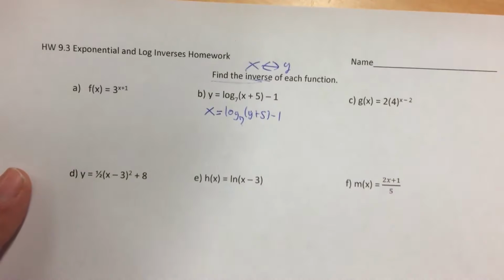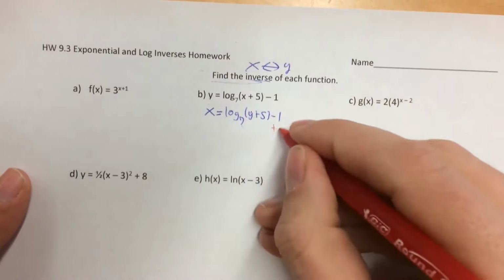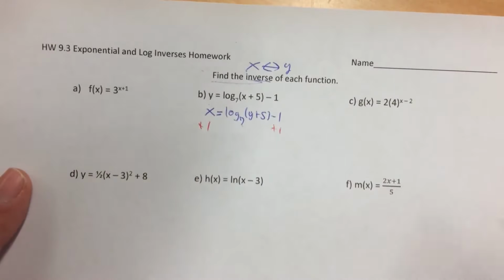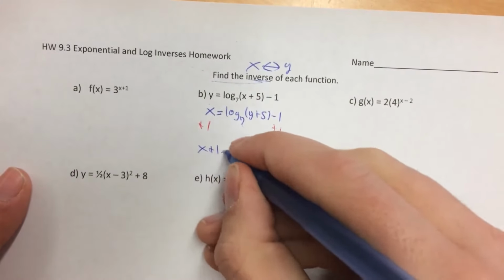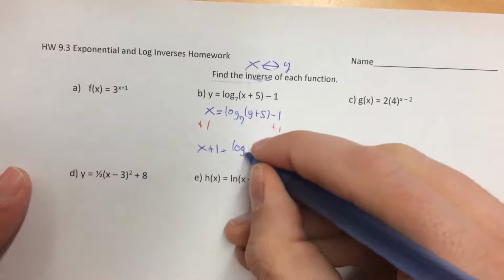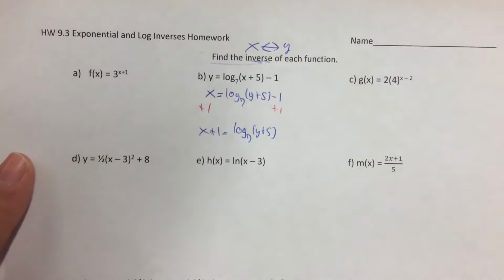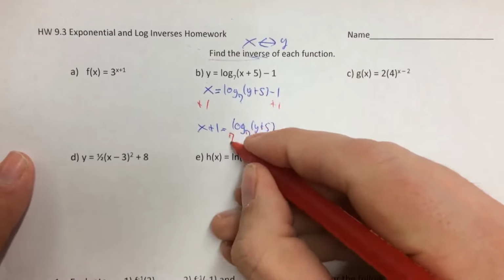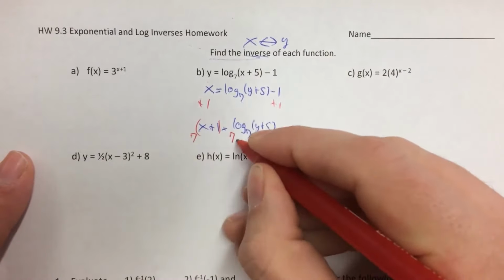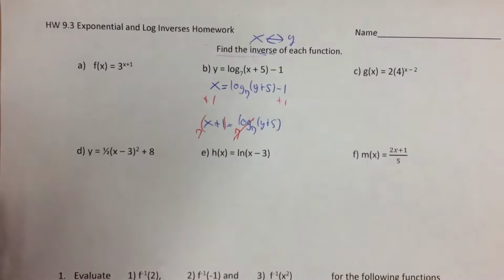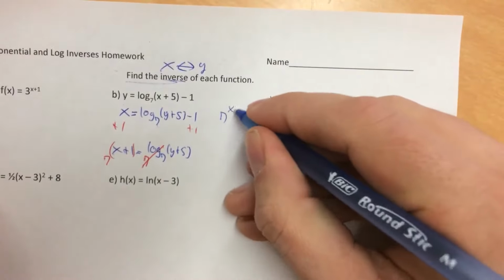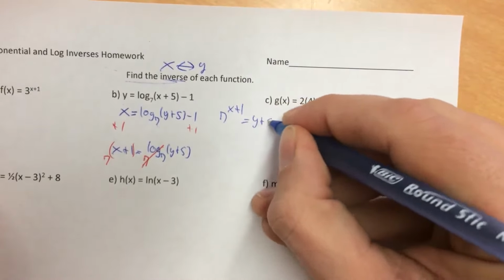So we need to isolate this log. We're going to add 1 to both sides. And so we get x plus 1 equals log base 7 of y plus 5. To cancel out the log, to get rid of the log, we need to do an exponential. So 7 to the power of the whole side. 7 to the x plus 1 equals y plus 5.